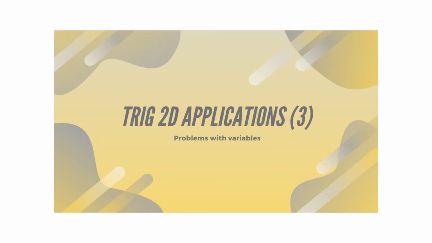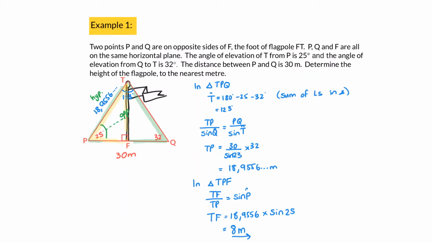So let's get going. In the first example, I'm going to look at a question we've done before. The question states: two points P and Q on opposite sides of F, the foot of a flagpole. P, Q, and F are on the same horizontal plane. The angle of elevation of T from P is 25 degrees, and the angle of elevation from Q to T is 32 degrees. The distance between P and Q is 30 meters. Determine the height of the flagpole to the nearest meter.